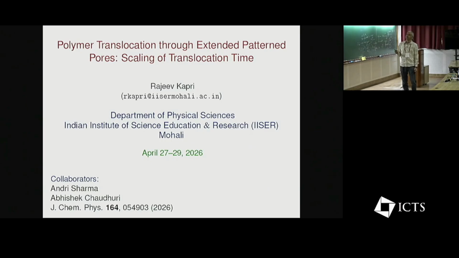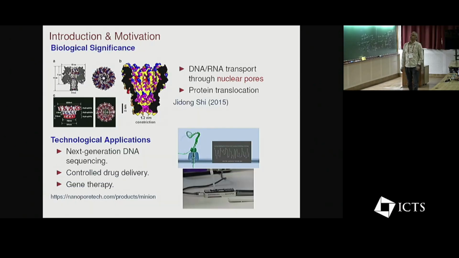The main thing we are talking about in this work is the scaling of the translocation time. Polymer translocation is a very important problem. It has a biological reference. For example, your DNA, RNA transport through nuclear pores can happen, and protein translocations. These are some of the cartoons of nuclear pores. These are three different biological pores. All are extended pores. We have cylindrical pores. These two are cylindrical pores, and this is a conical pore.